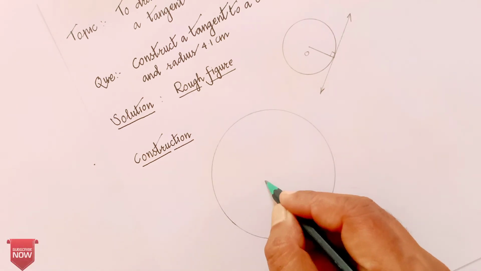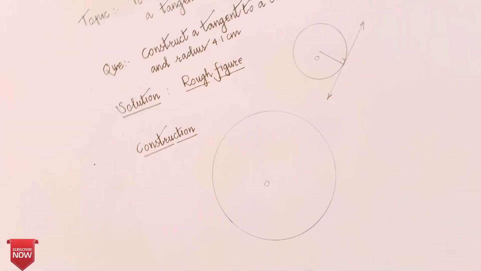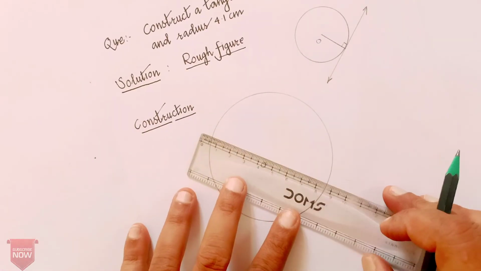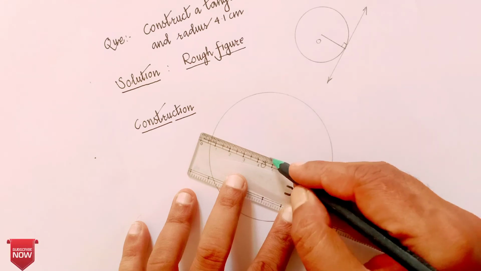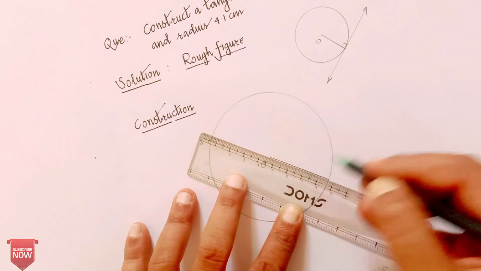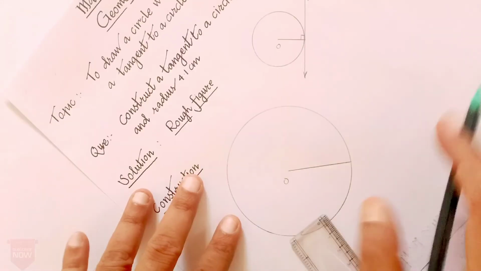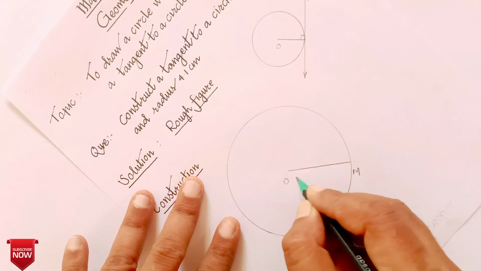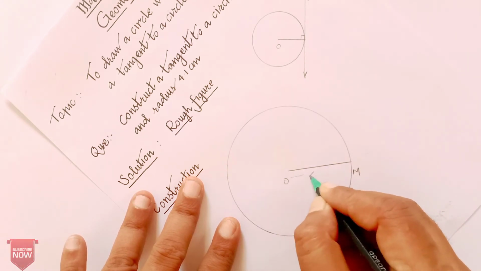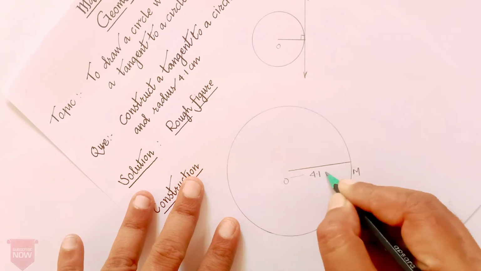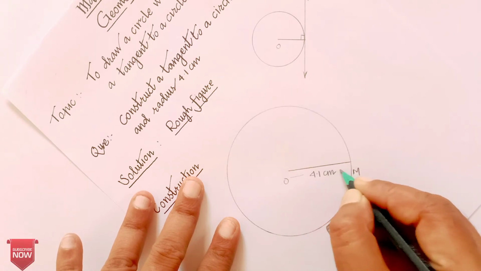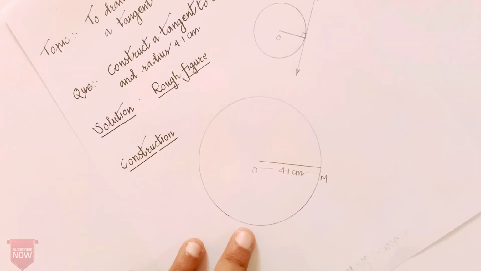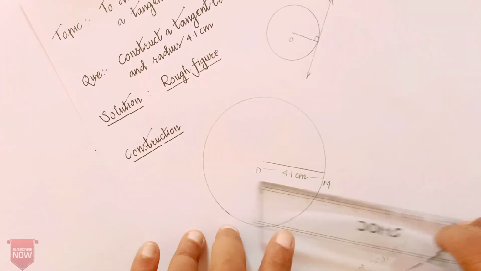This is the point O. Now draw a radius here, because radius is equal to 4.1 centimeter. This is the point M. So while drawing a tangent, you extend this radius.